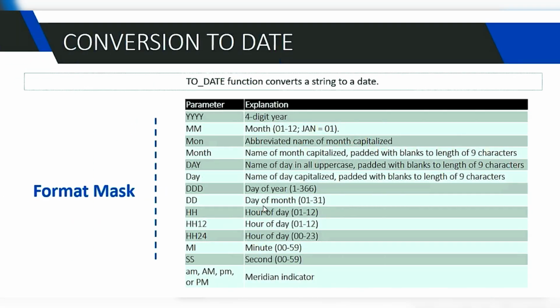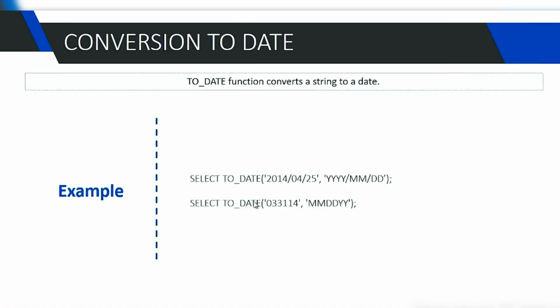So this is the same table. For example, if you have the string in this format where year, month and date is separated by a slash, you'll have to mention that YYYY and MM is separated by a slash and MM and DD is separated by a slash, and these are the date, month and years. So SQL will store this string as a date by understanding that this date is in this format. If you have DDMMYY, you can mention it like this. Let's go and try this in pgAdmin.